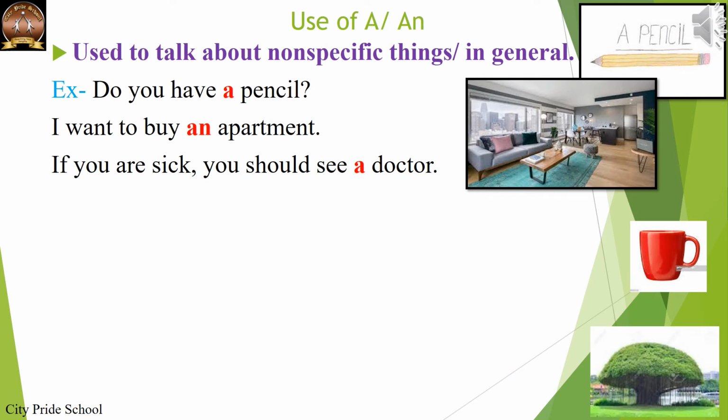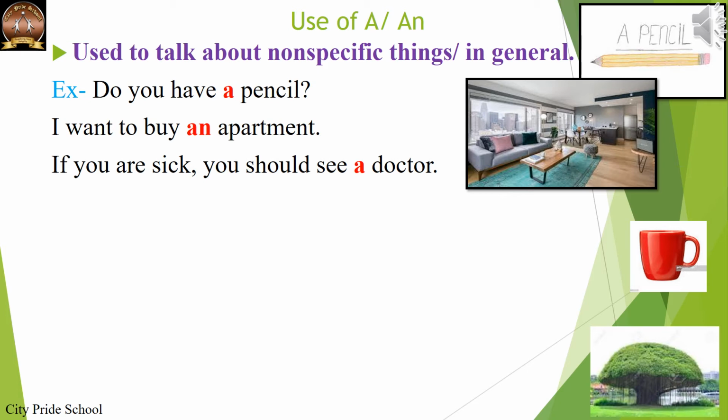More rules for a and an. A and an are used to talk about non-specific things, that is when we talk about things in general. So now, examples. When I ask a question, do you have a pencil? It means I need a pencil. But when I say a pencil, I mean to say I want any pencil, not a specific one.